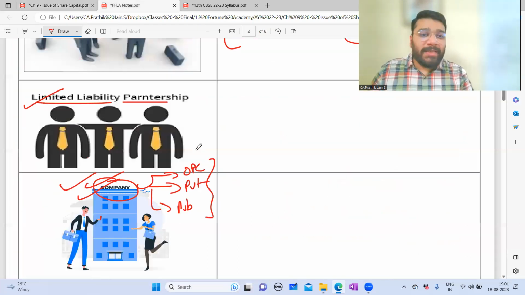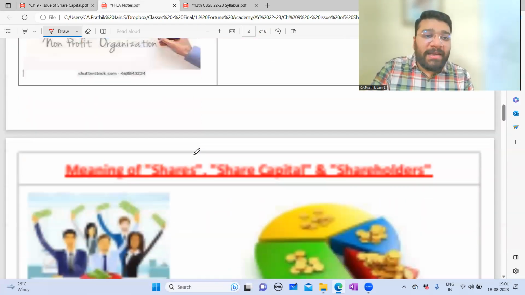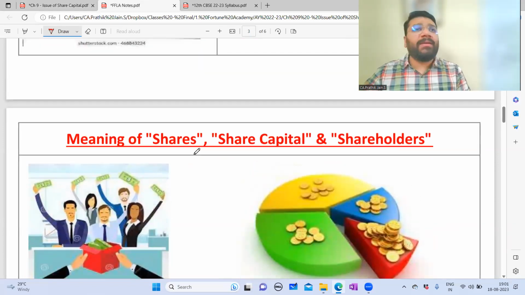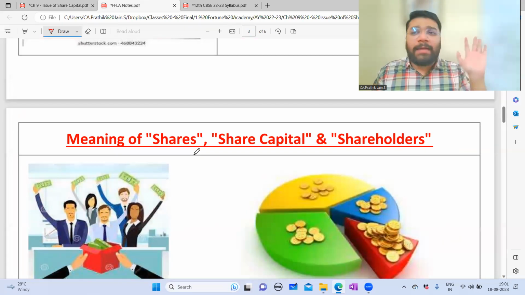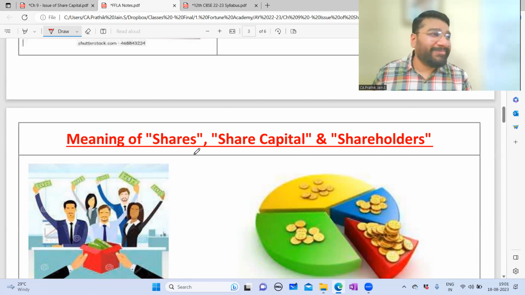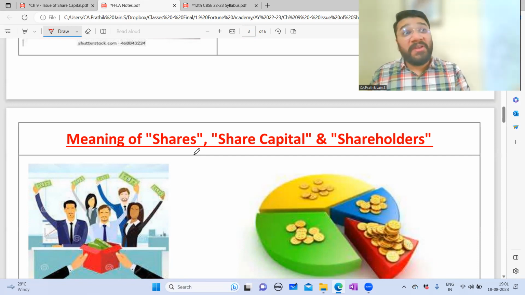Now, sir, what is a share? This has been fascinating us for a very long time. If I want to understand a share in one single line or one single word, from a layman's point of view, what would that be? Profit. A part of capital. Share means part of the company. A part, a piece. A part and piece of what? Intangible assets.